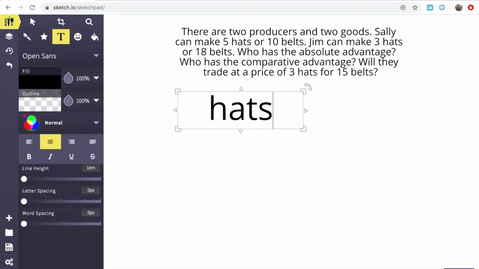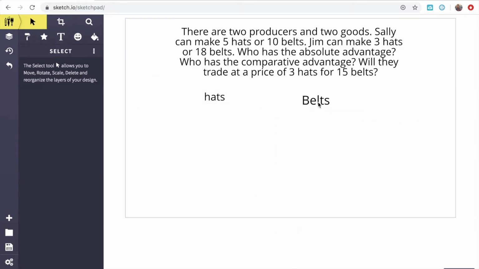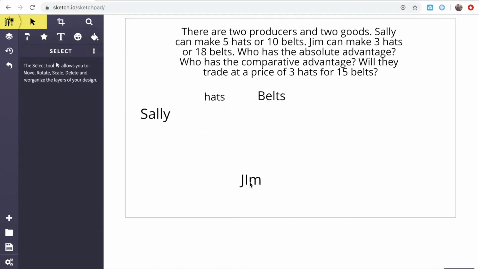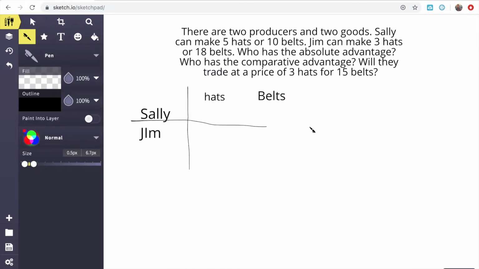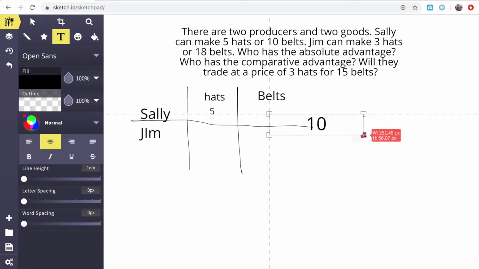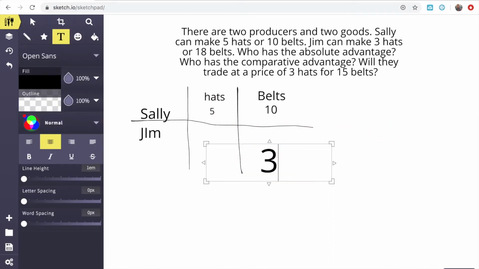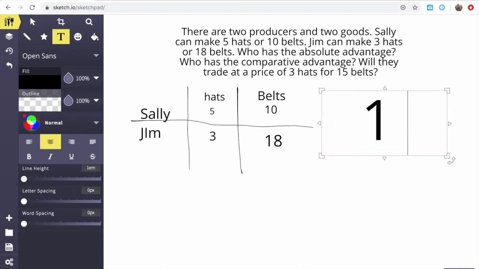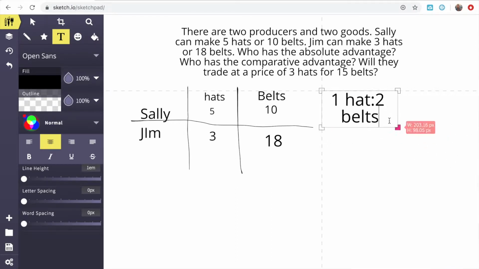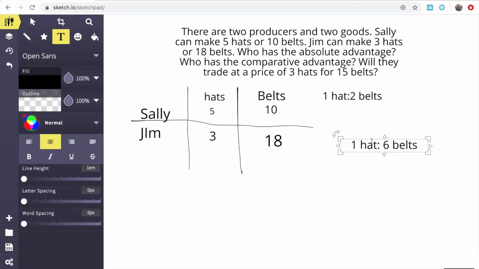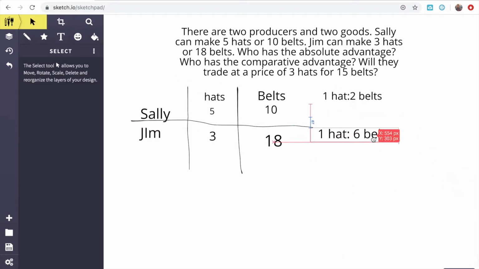We know that our two goods are hats and belts, and our two producers are Sally and Jim. And we know that Sally can make 5 hats or 10 belts, and Jim can make 3 hats or 18 belts. Now we're going to simplify these ratios in order to get 1 hat and then eventually 1 belt so that we can better see the comparison.